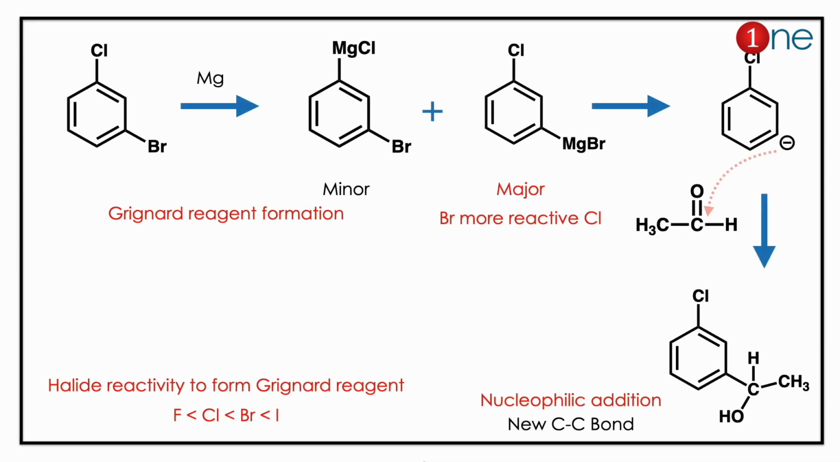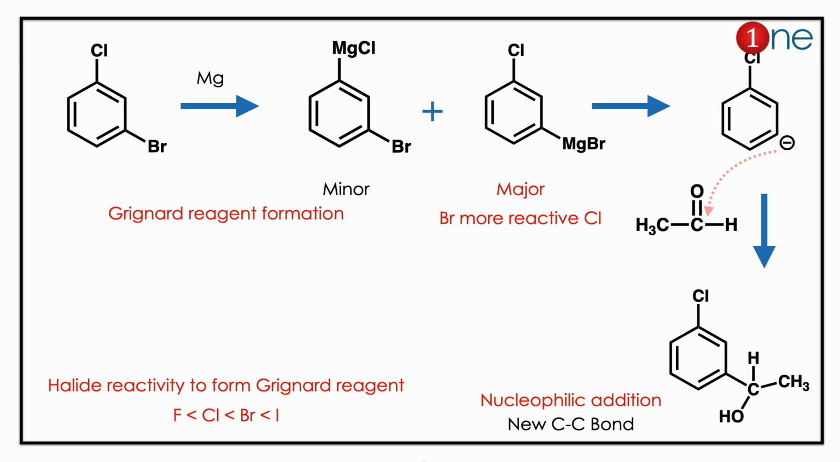Here you have two halogens. Obviously, we are expecting Grignard reagent formation. So you have two possibilities, chlorine or bromine. Here, bromine is very reactive when compared to chlorine. So bromine will form as a major product as the Grignard reagent.